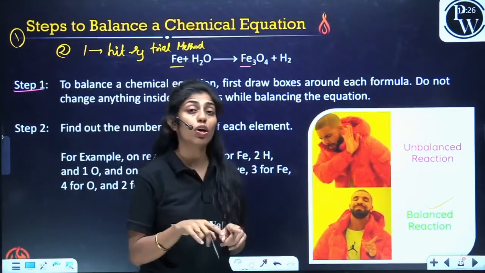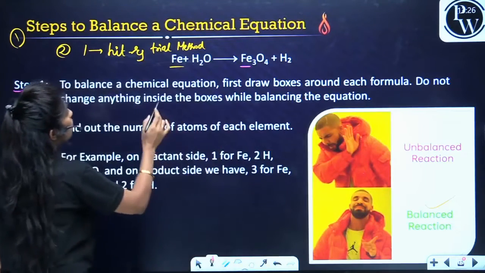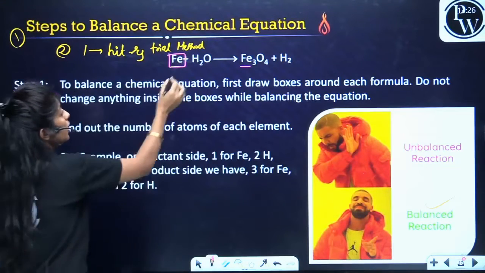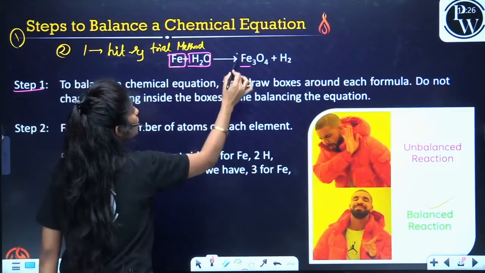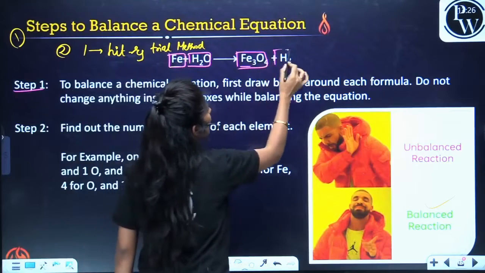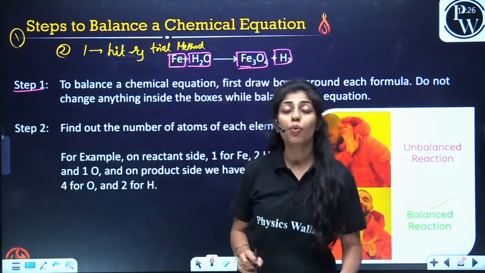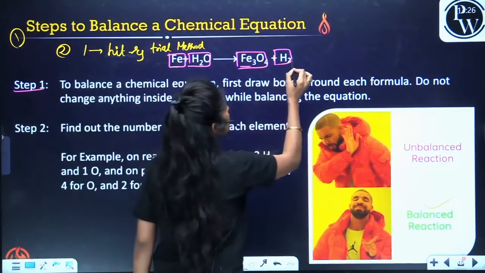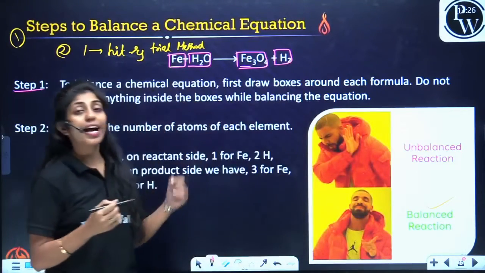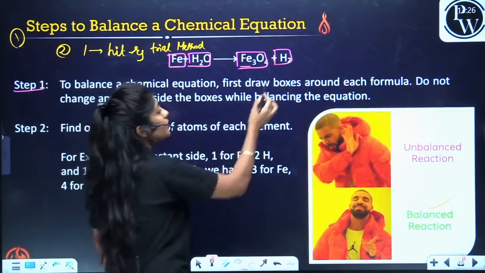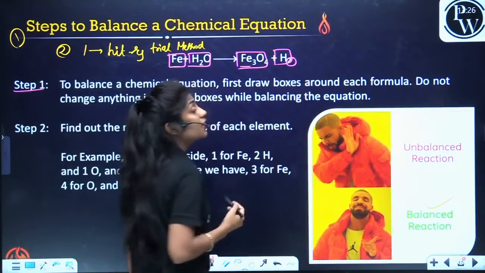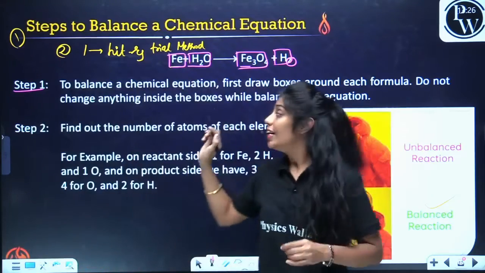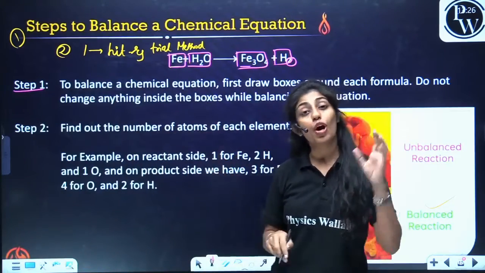First draw a box around each formula. Suppose this is the first formula, so I will be making a box around it. Number 2, number 3, number 4. Why are we doing this? Sometimes some students get this idea in a wrong way. They start balancing the subscripts also. So we always keep in mind, this is the very first step from NCERT.